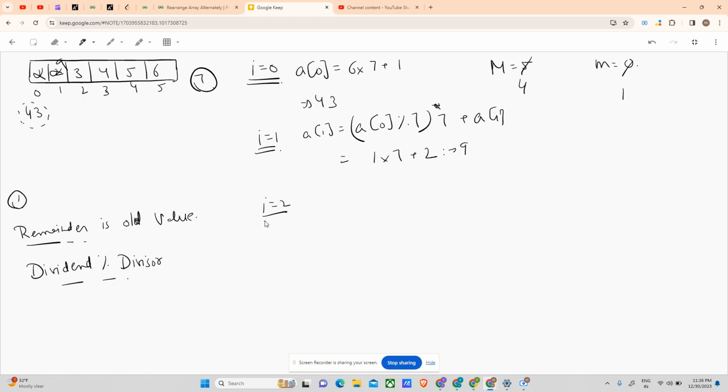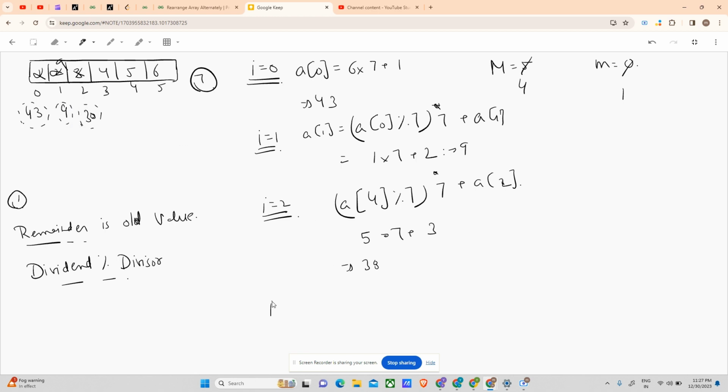I equals to 2. For I equals to 2, it will change to A of capital M, that is 4, percentile 7 into 7 plus A of 2 only, which is equals to A of 4 now is 5, percentile 7, that will remain 5, into 7 plus A of 2 is 3, so it will change to 5 into 7, 35 plus 3, 38. Change it to 38. This was 9 here.